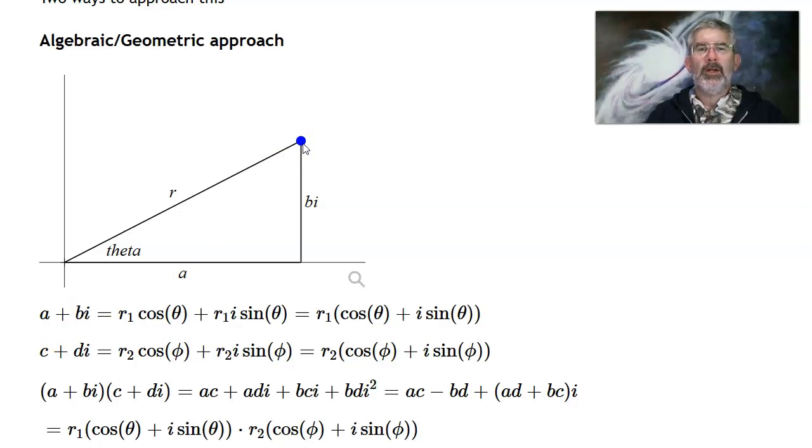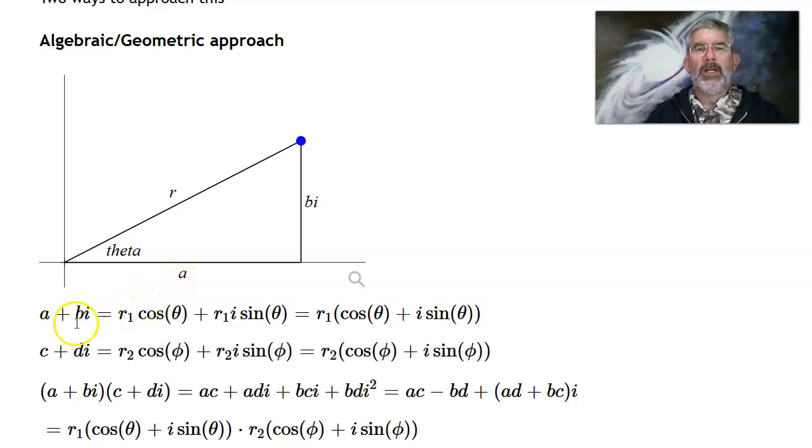So this blue dot would be the number a plus bi, where a is the real part, essentially the x direction, and bi is the imaginary part. Each complex number has a real part and an imaginary part. I can also think of them in polar coordinates, where r is the distance from 0, the origin, and theta is the angle made with the positive real axis. I'm going to try not to call it the positive x-axis because it's not x and y here, it's real and imaginary.